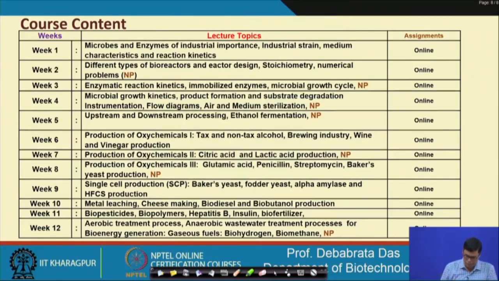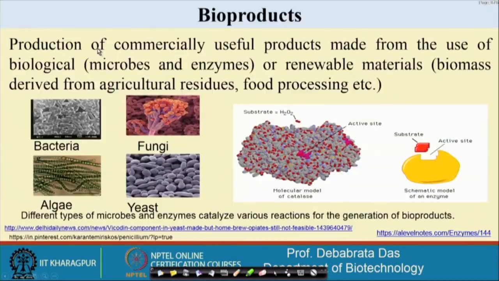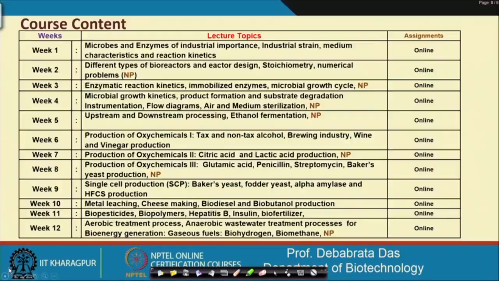First, I want to highlight the microbes in the first week. I shall highlight the microbes, enzymes of industrial importance, industrial strain, how it is developed, medium characteristics and the reaction kinetics. I want to give you some preliminary information: what are the different microbes used in the industry, what are the different enzymes which have industrial importance, how the industrial strains have been developed, what do you mean by medium characteristics, and obviously the reaction kinetics, that is, how the reaction takes place and how you study the kinetics of the process.